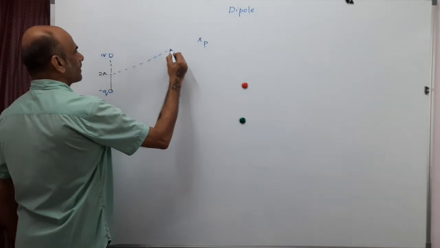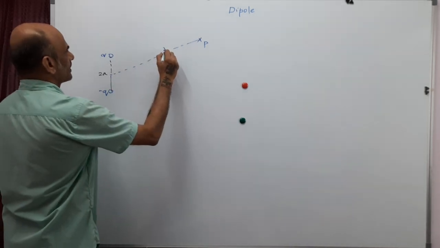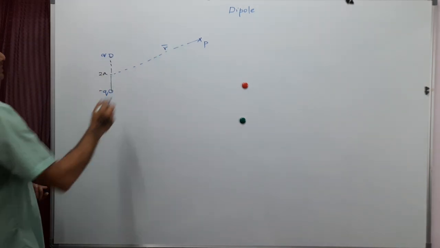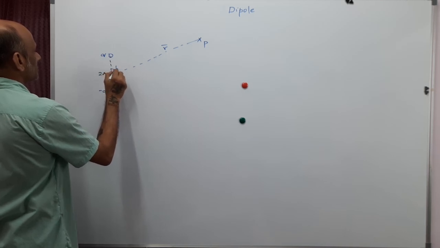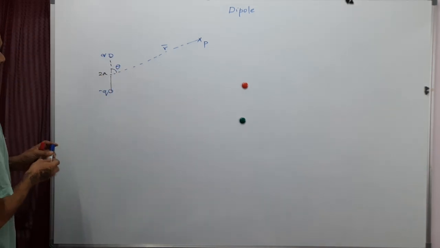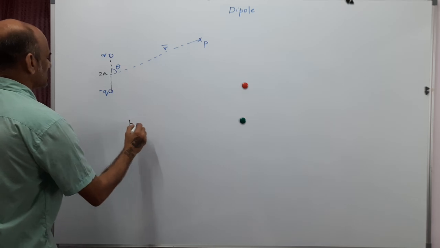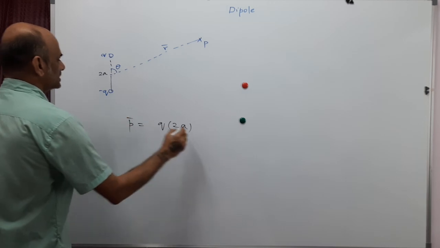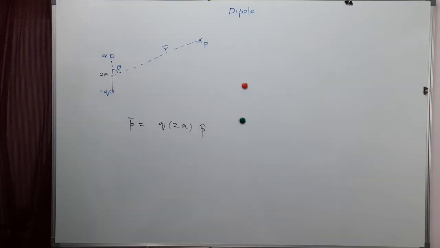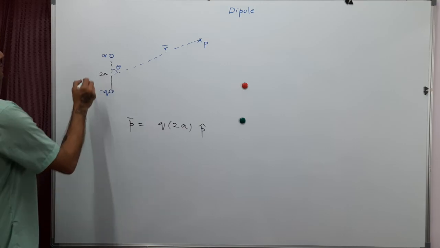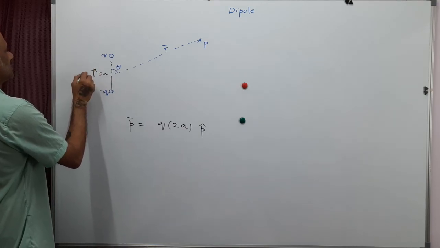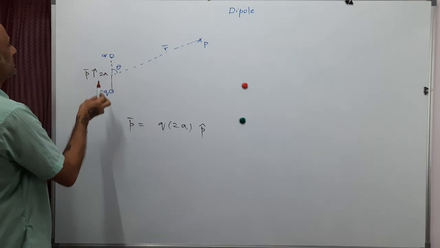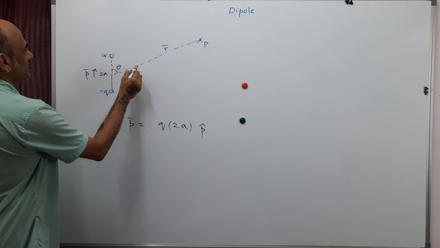So that point P has a position vector R with respect to this origin. So this R vector makes an angle theta with the dipole. Dipole vector is defined as a charge Q and the separation between them, and the direction P cap is from the negative charge to the positive charge. So P vector is like this, dipole vector from the negative charge to the positive charge. So this angle theta is between P cap and R cap. This is the direction of R cap.